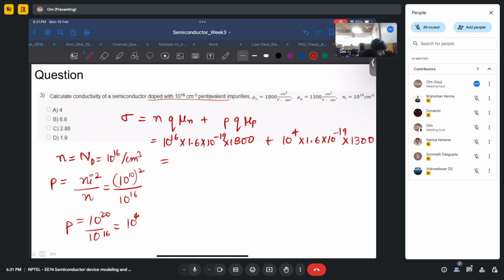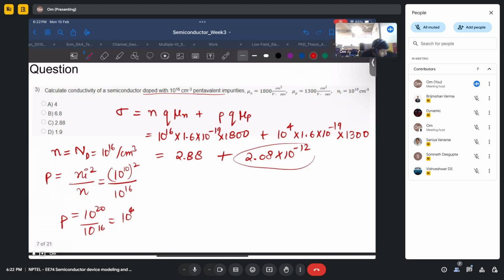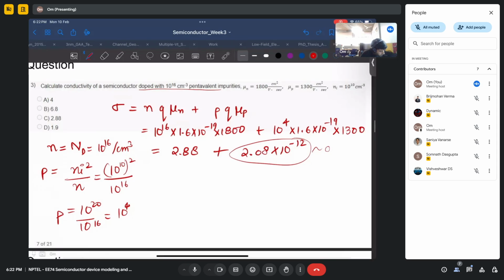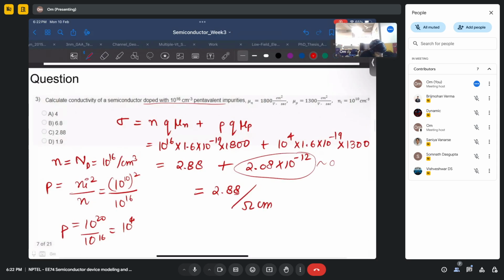So this will be 1.6 into 1800 and all this will come out to be 2.88, plus this will be 2.08 into 10 to the power minus 12. This term is very small, we can neglect it. So your answer will be 2.88 per ohm centimeter, which is option C.